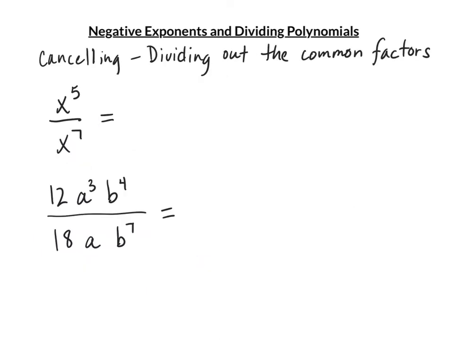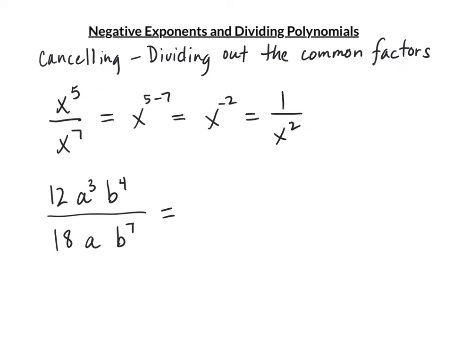A few more examples before we get to the assignment, and this is the way I would look at it. If you want, you can go x to the 5 minus 7 and say that that's x to the negative second, because it is correct, but we don't leave that negative in our answer. This would be 1 over x squared.